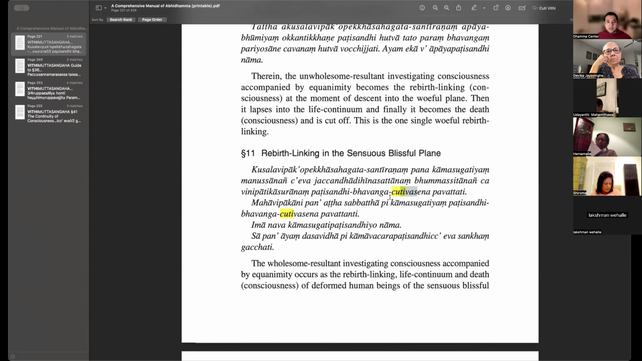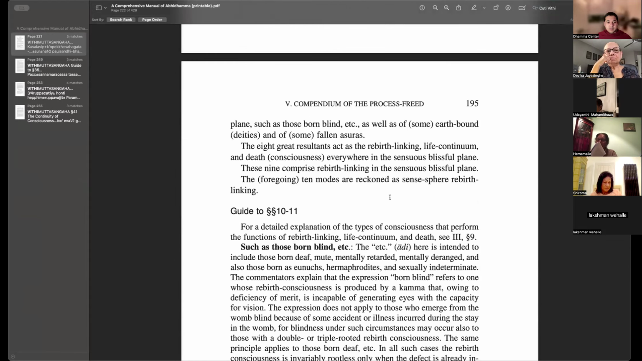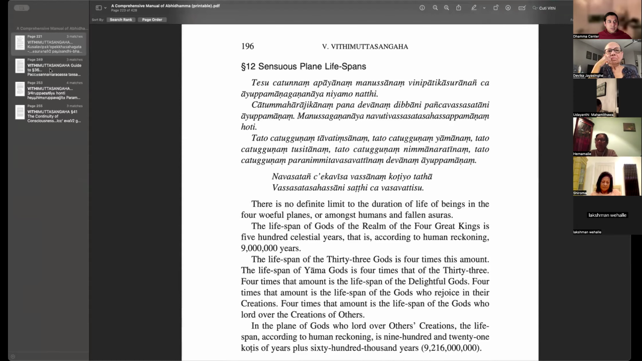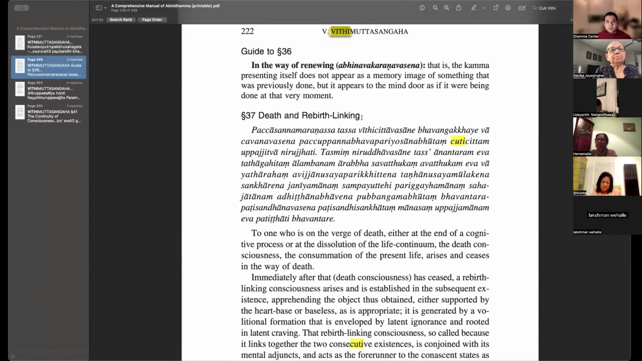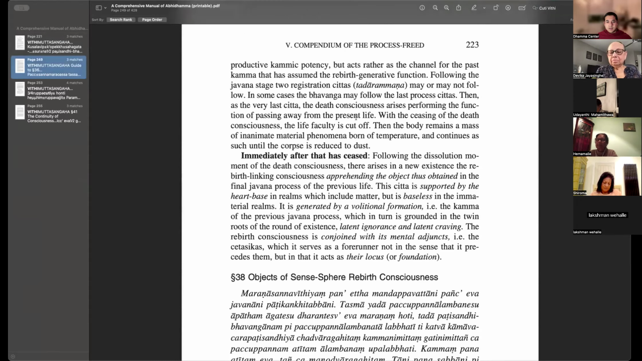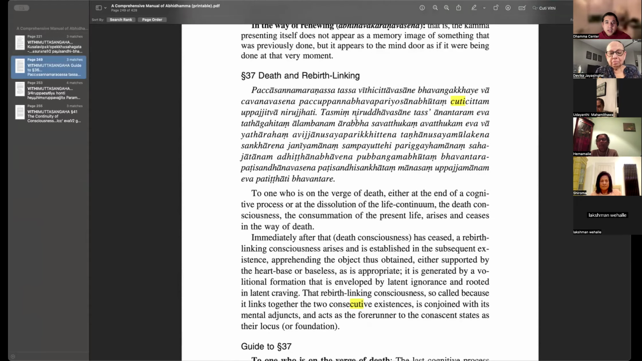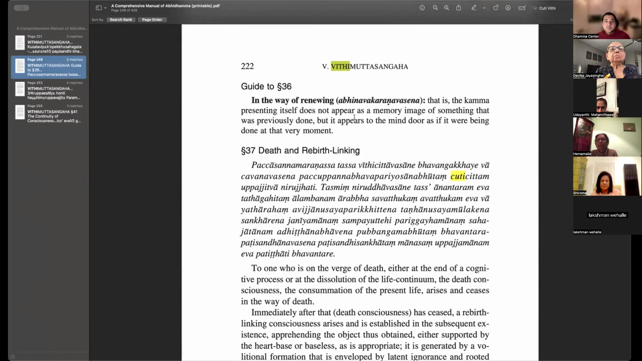Shuddhi Vasena. Here. Here. To one, rebirth and death. Yeah.